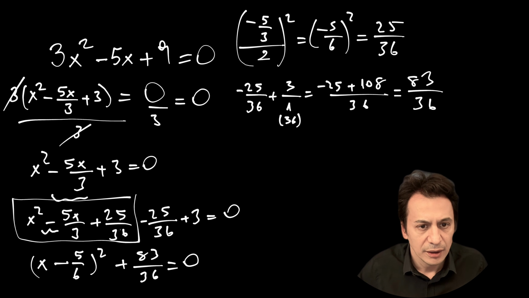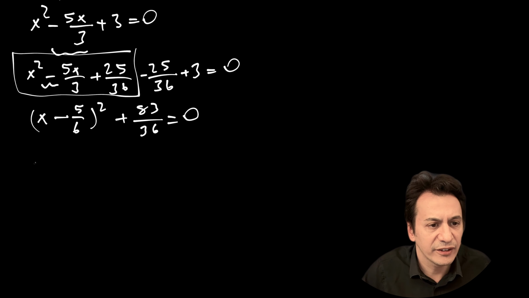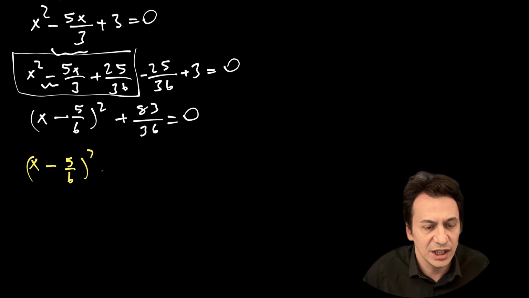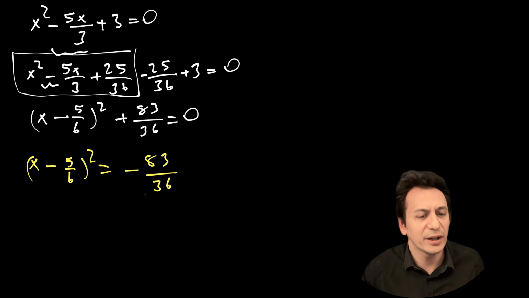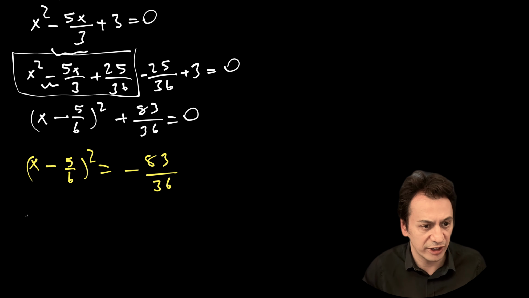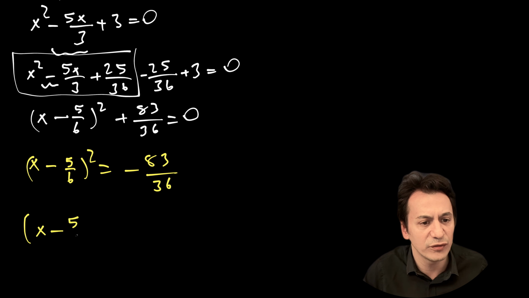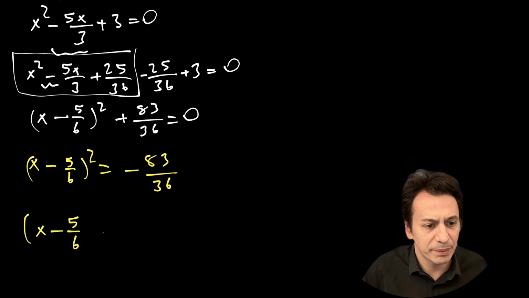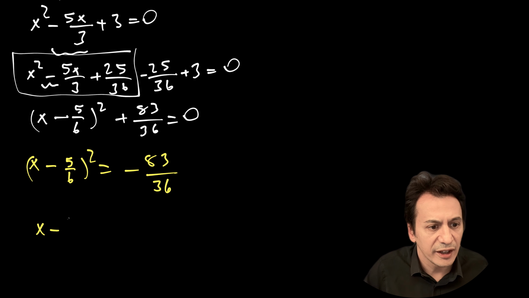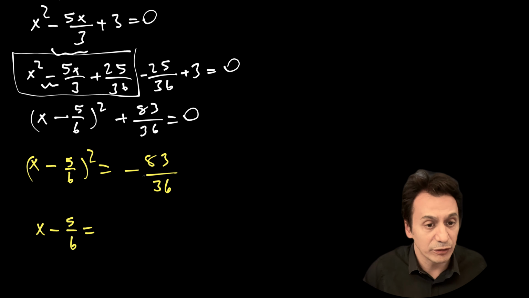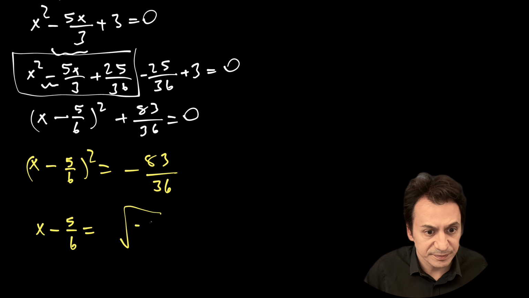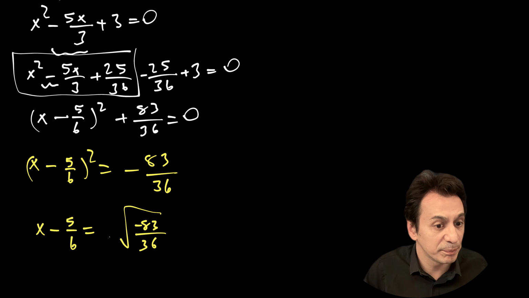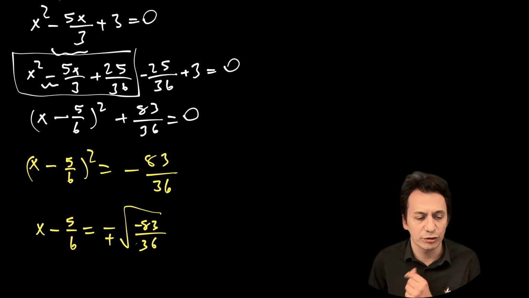So, okay, x minus 5 over 6 squared equals minus 83 over 36. Well, that's the part where I take square roots of both sides. So it's x minus 5 over 6. Well, I don't need the parentheses, right? I got rid of them. x minus 5 over 6 equals, now the square root of this, but with plus and minus signs, of course.